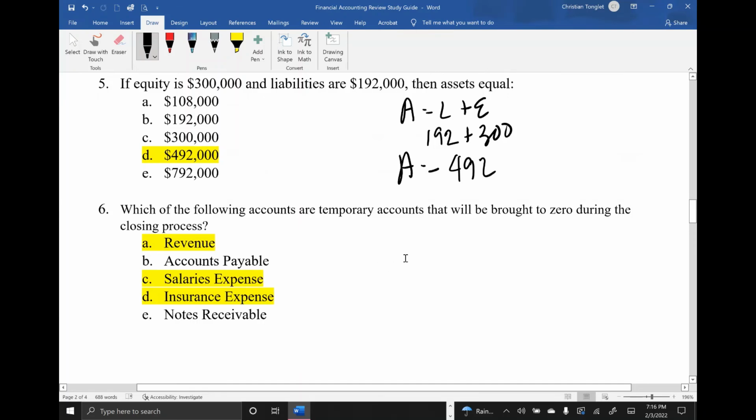Which of the following accounts are temporary accounts that will be brought to zero? Remember that I said we close out our revenue accounts and our expense accounts. Those are your temporary accounts. Anything that goes to the balance sheet, asset, liability, or equity would not close out. So you would just circle all the ones that are correct.